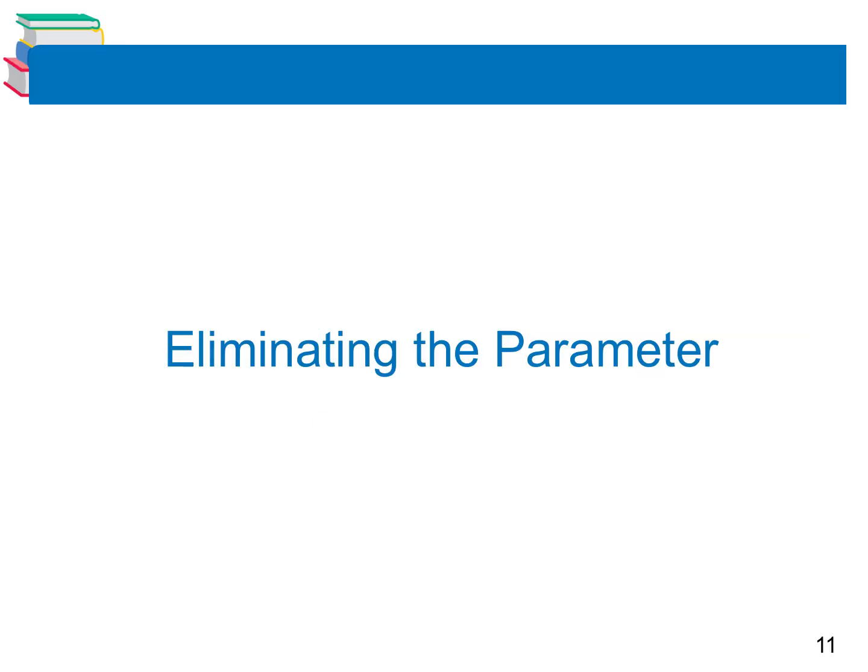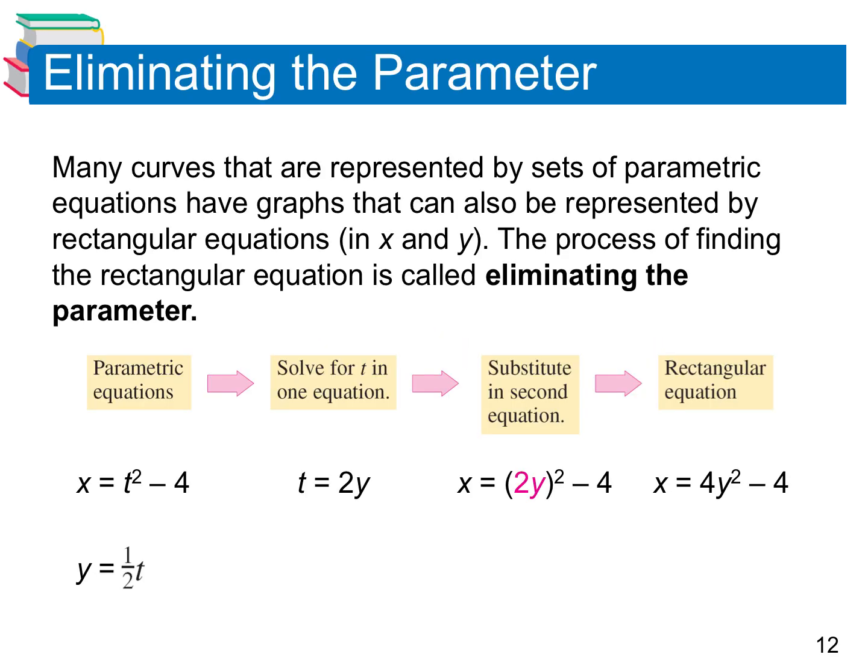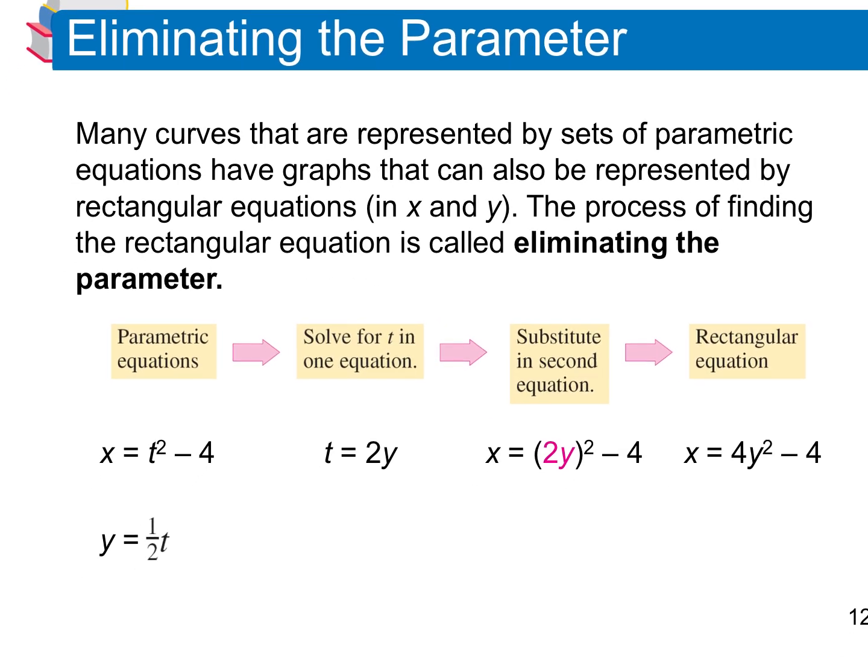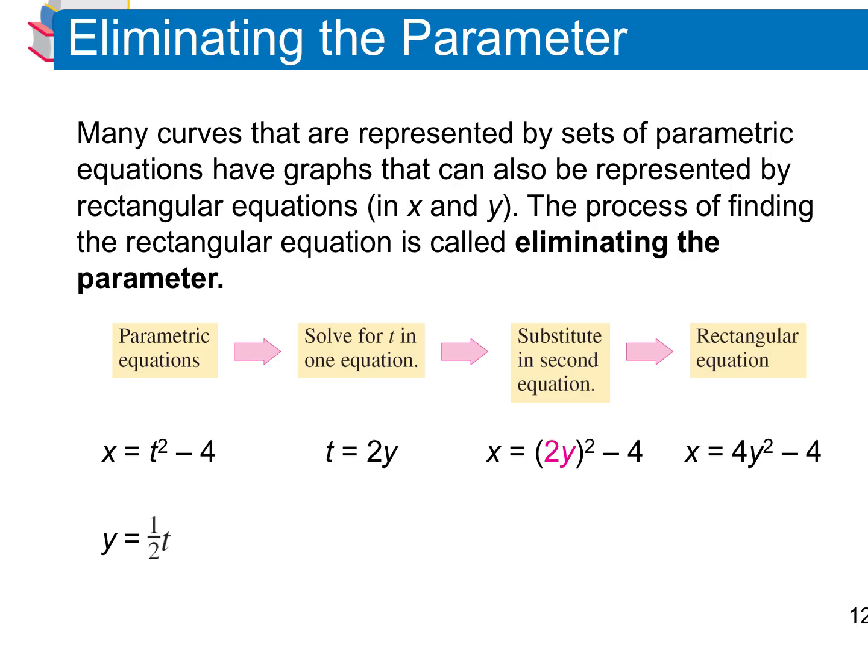All right, next part, we're going to be eliminating the parameter. So the parameter is our t value. We're going to be getting rid of it. So here it shows us the steps that we can do to eliminate the parameter. It says many curves that are represented by a set of parametric equations have graphs that can also be represented by rectangular equations in x and y. The process of finding the rectangular equation is called eliminating the parameter.